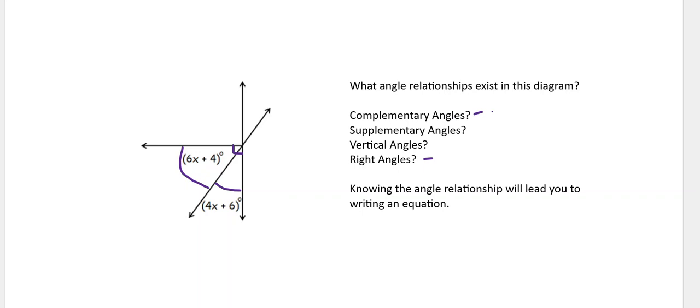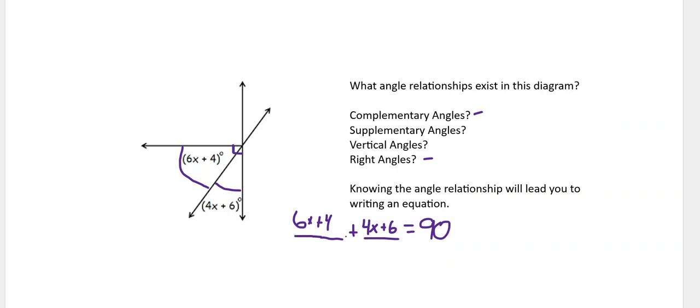6x plus 4 degrees and 4x plus 6 degrees represent two angles whose measurements must add up to 90. So there is our equation. Knowing they are complementary leads us to say their sum, when you add them, has to equal 90 degrees. Therefore, 6x plus 4 plus 4x plus 6 equals 90 is the equation you can write.